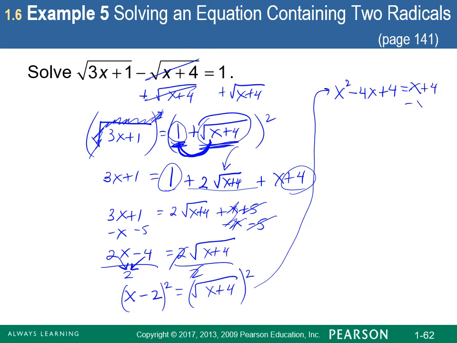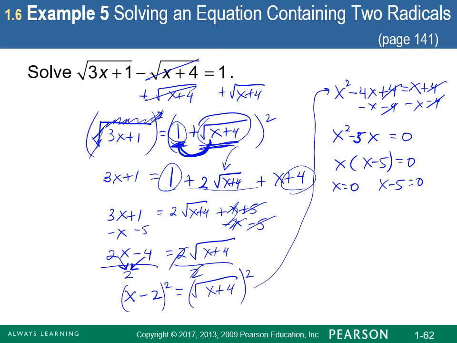And so we need to subtract x from both sides. And subtract 4 from both sides. They're going to both disappear. We can factor this and set each of those equal to 0. And as usual, we need to check to see if those actually work.